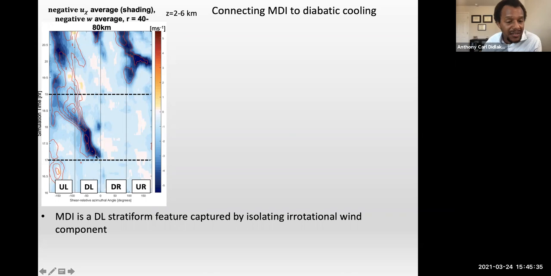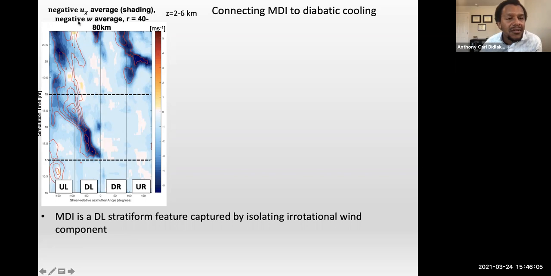And this would be in the downshear left. You can see at hour 17, in the blue here, a clear region where this is the only place in the storm that is this strong. And you can see it growing and evolving over time and moving downwind. And this is the MDI that we were able to pull out and highlight in this study, in this model.